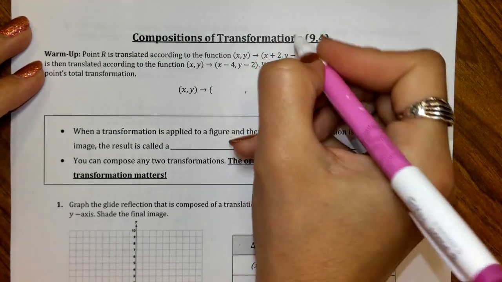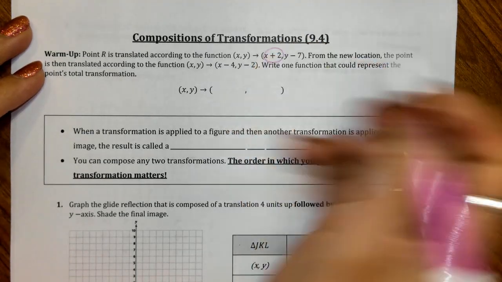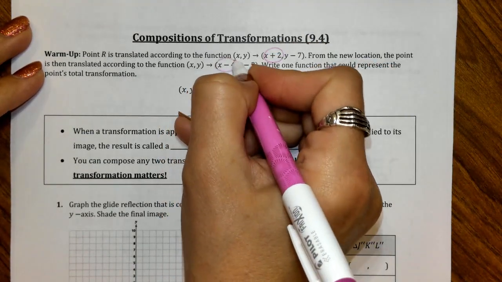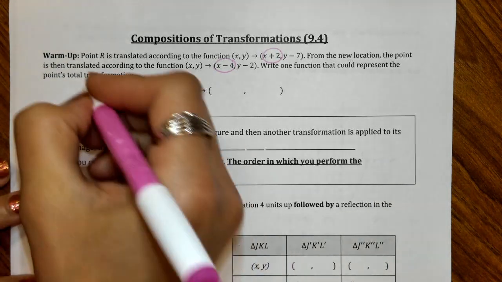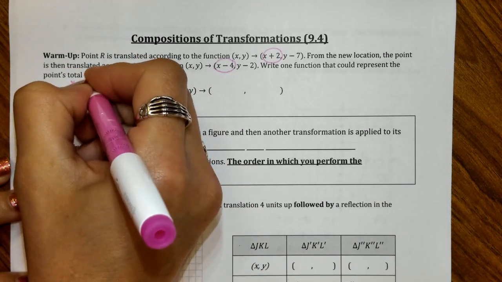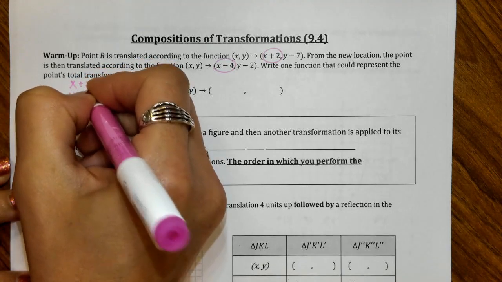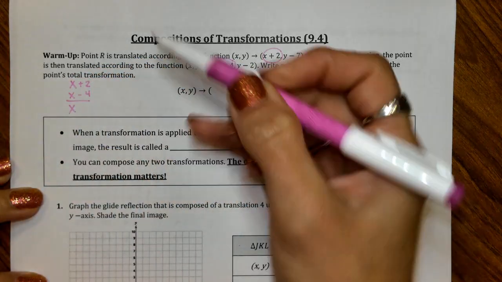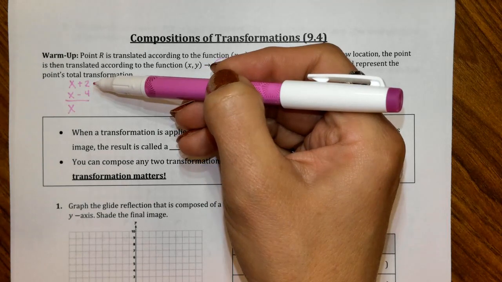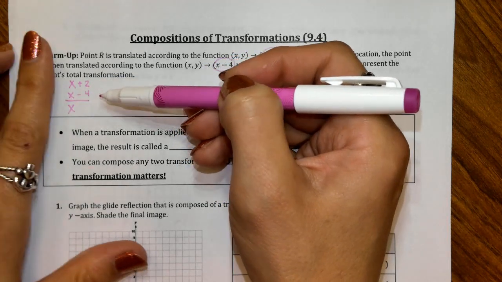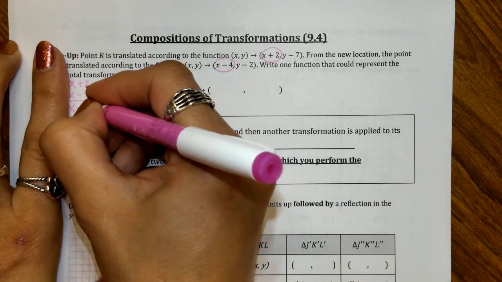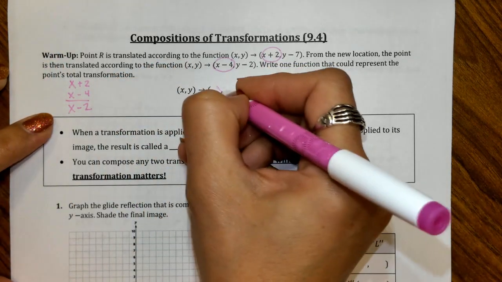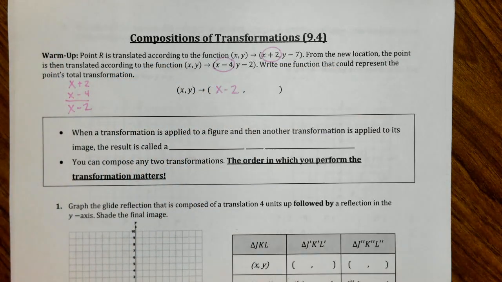We see here that we have x plus 2, and then in the second transformation, what are we doing to the x? We're subtracting 4. So you're going to take that x plus 2 and that x minus 4 and combine them. We're going to add 2, then subtract 4. So what's 2 minus 4? It's going to be negative 2. So your x minus 2 will be the final product there.